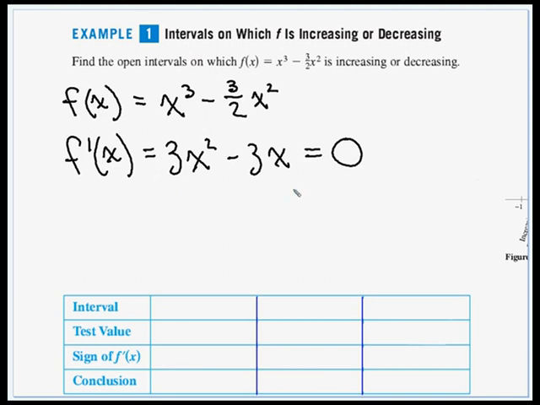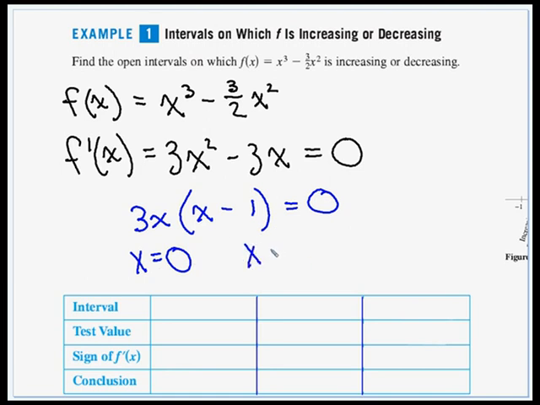Now here on the left, we can factor out, it looks like a 3x. So we factor out a 3x, and we're left with this quantity x minus 1 in parentheses, and that is equal to 0. Now we set each factor equal to 0. When 3x equals 0, we have x equals 0. And when this factor, x minus 1 in parentheses, equals 0, we'll have another x value, x equals 1.